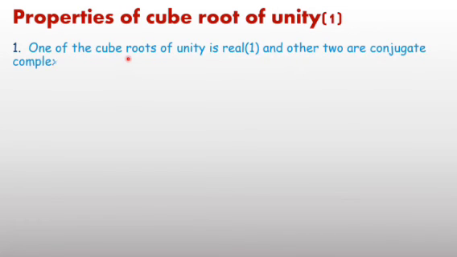Some properties of cube roots of 1. First property I discussed: one of the cube roots of unity is real and the other two are complex numbers such that both are conjugates of each other. Conjugate of this complex number is the second and conjugate of the second is the first. Because you know the conjugate of a plus ib is a minus ib, then the conjugate of a minus ib is a plus ib.